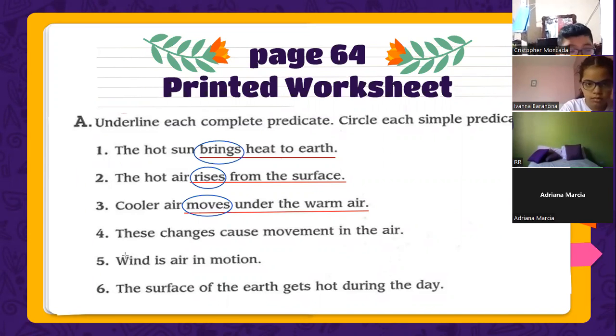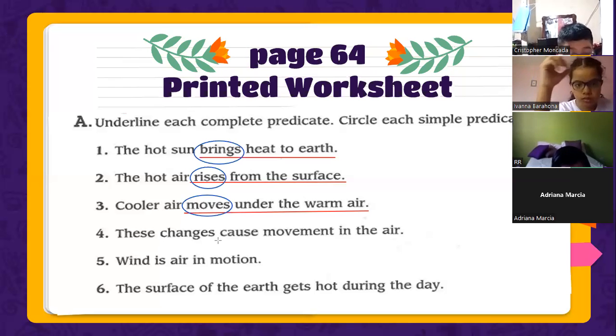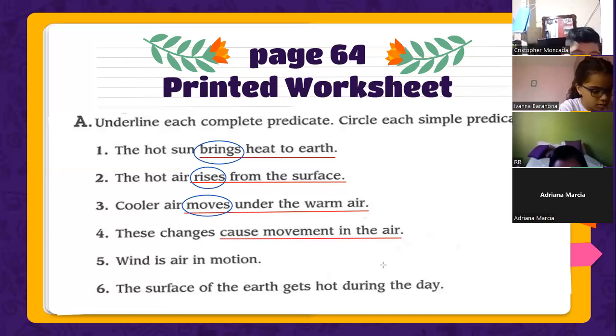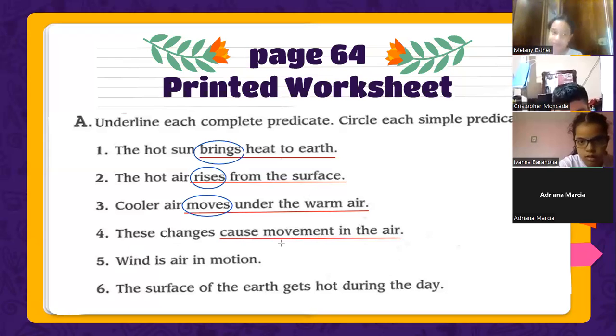So what is the verb in the next one? These changes cause movement in the air. What is the complete predicate? Ryan, you are not writing, let me see. Air in motion. Which actually is caused movement in the air.